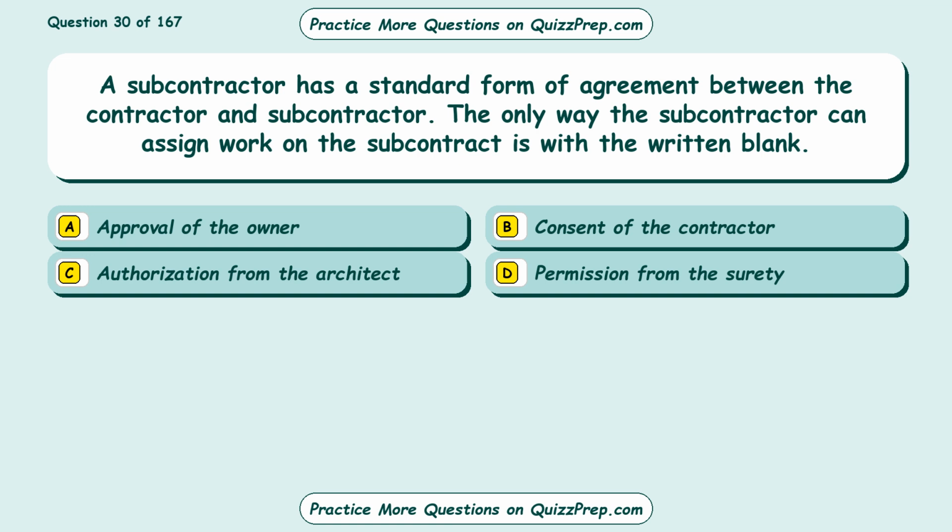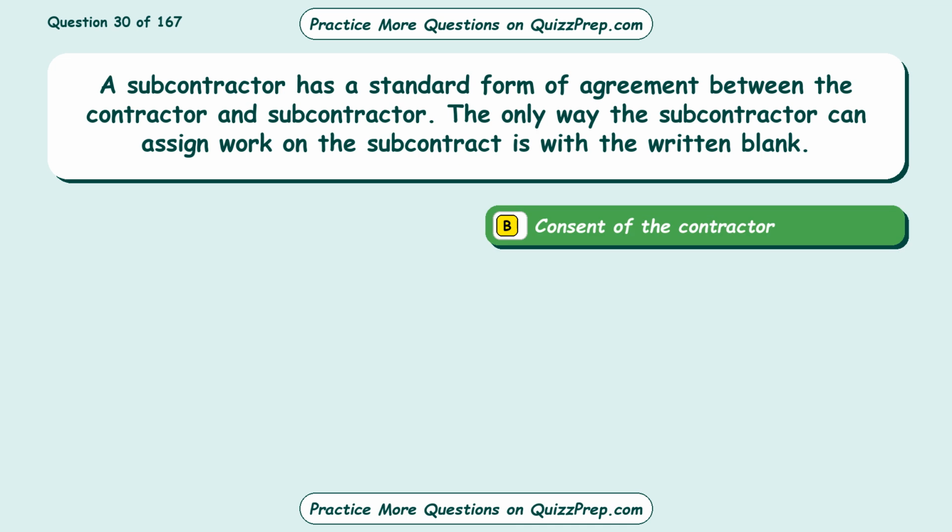Option A, approval of the owner. Option B, consent of the contractor. Option C, authorization from the architect. Option D, permission from the surety. The correct answer is option B, consent of the contractor.